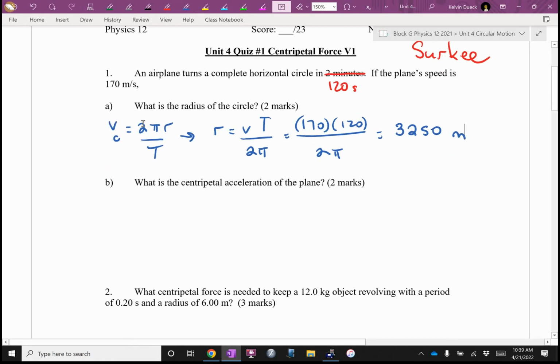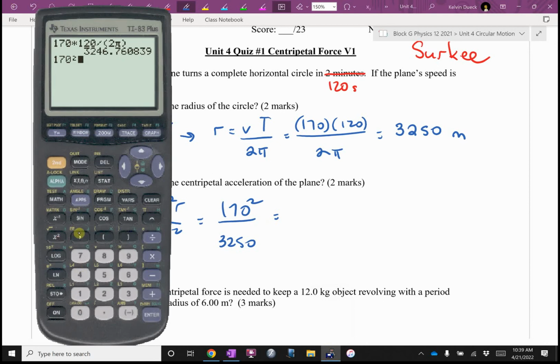What's the centripetal acceleration of the plane? I got a few options. I could use v squared over r, or I could use 4 pi squared r over t squared. No matter what, I'm using my answer from A. So I wimped out and just picked the easiest, least typing one. I used v squared over r. 170 squared divided by, I wrote 3,250, but you know I'm using my answer button.